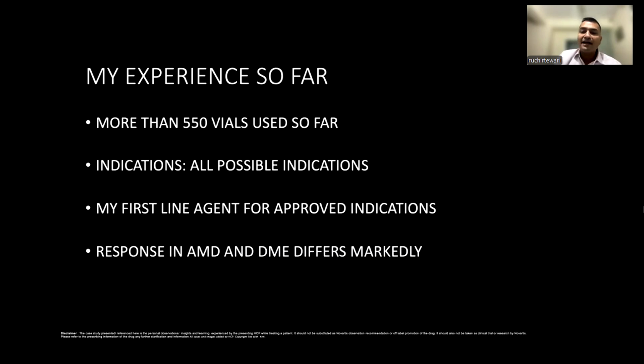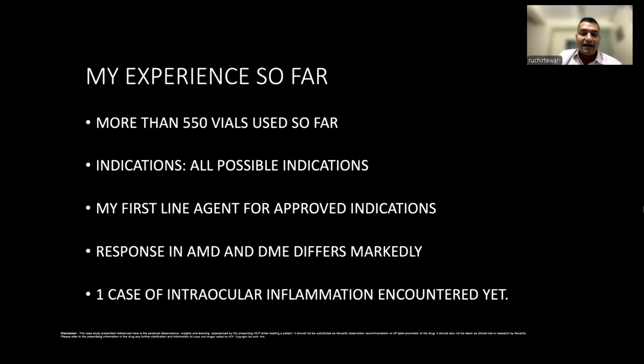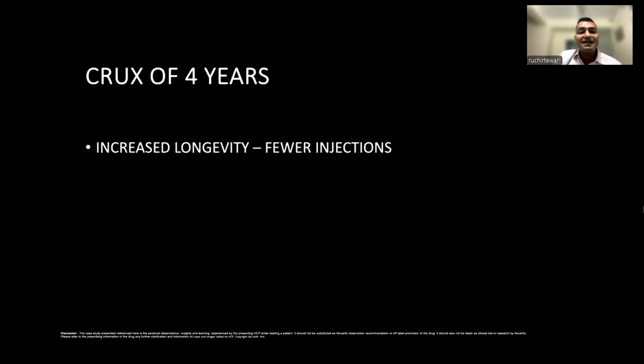In cases of AMD, I would want to hold till 8 weeks before injecting. And in DME, I would actually wait for 3 months before injecting again and only inject if I can document that there has been a disease recurrence. I have had one case of mild intraocular inflammation encountered yet, which was managed with topical steroid drops, and there was no vision loss. So what has been my crux of 4 years?